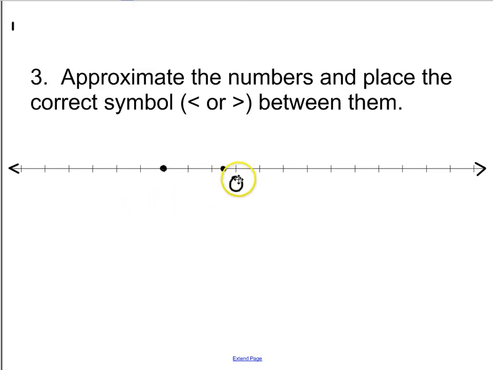Okay, so we're going to approximate these numbers. The 0 is right here, which means this is going to be a -1, a -2, and a -3. So the first point is a -3. This one looks like it's right in the middle, so that's going to be -1/2. And then the inequality symbol that goes in the middle is a less than sign because -3 is less than -1/2.